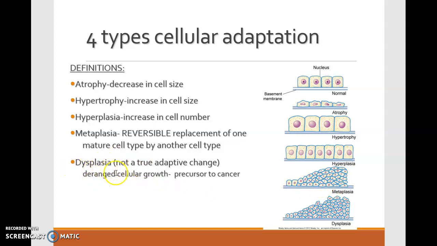Then dysplasia itself is precancerous. It's not a true adaptive change. You have deranged cellular growth, and this is the precursor to cancer. And you can see it's just all over the place. They're stacked. They're crazy. You got these gigantic nuclei, especially in comparison to the cytoplasm of the cell.